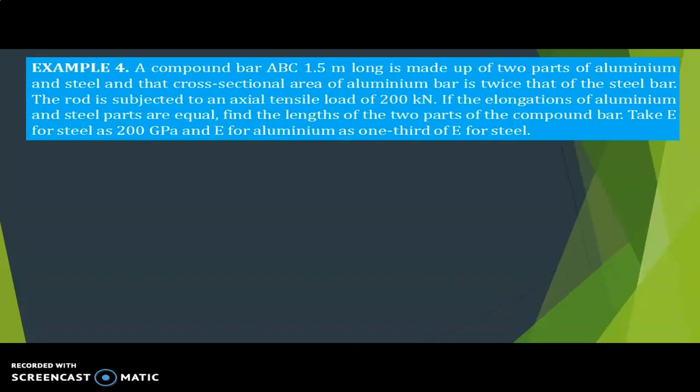See here, a compound bar ABC 1.5 meter long is made up of two parts of aluminium and steel, and the cross-sectional area of the aluminium bar is twice that of the steel bar.